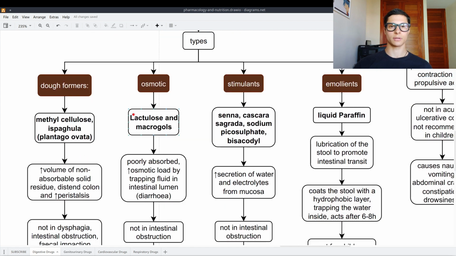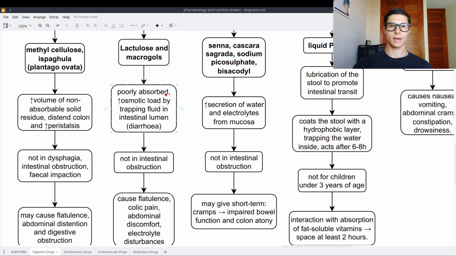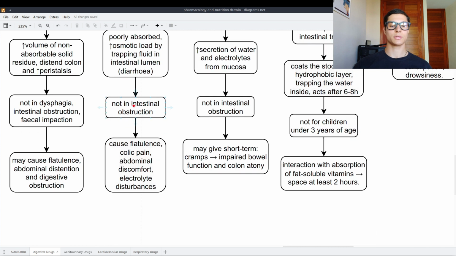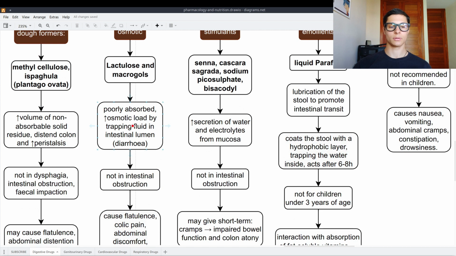Then we have the osmotic type, lactulose and macrogols. These are poorly absorbed, and they are meant to be. They will increase the osmotic load and they will trap fluid in the intestinal lumen, and this has a diarrheal effect. It is not used in intestinal obstruction though. It can cause flatulence, colic pain, abdominal discomfort, and electrolyte disturbances because of that osmotic load.